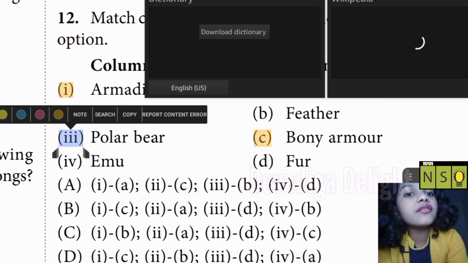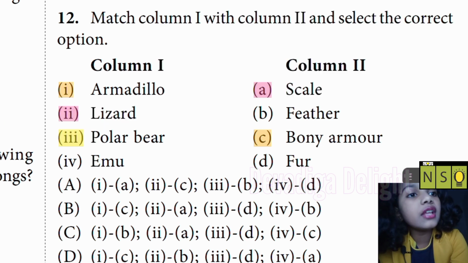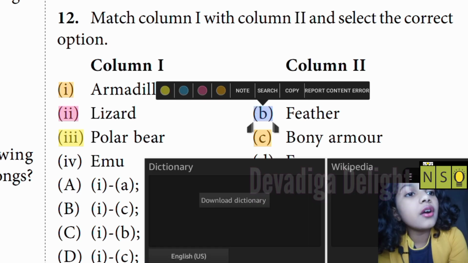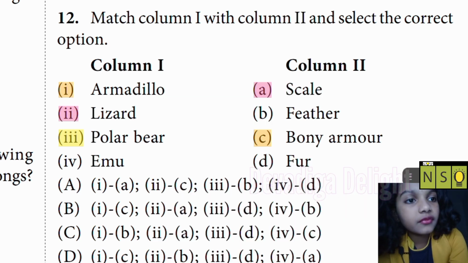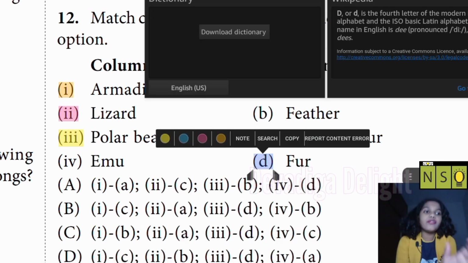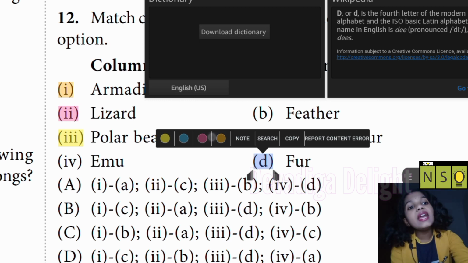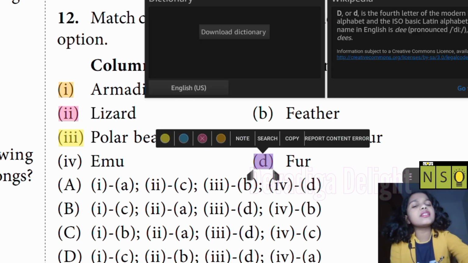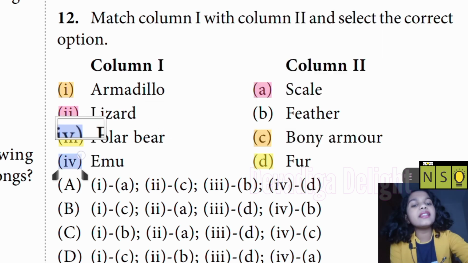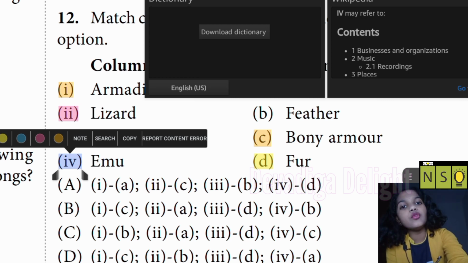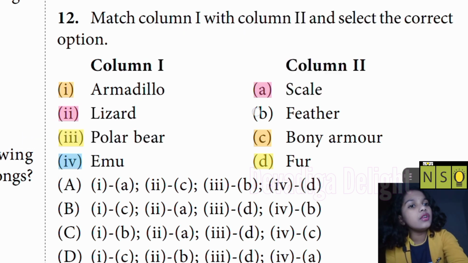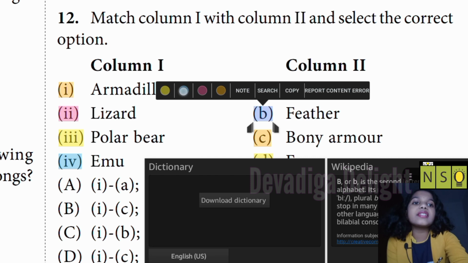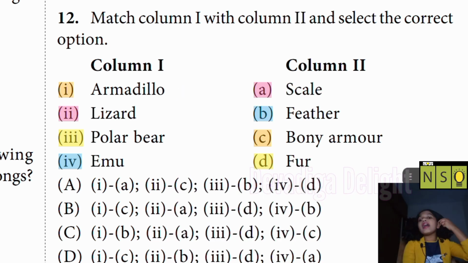So now next one is the polar bear. We know that the polar bear has dense fur for cold conditions, and it also mimics the snow. And the fourth one is emu. So if you see emu, it has feathers because it is a bird. So I have color matched it.